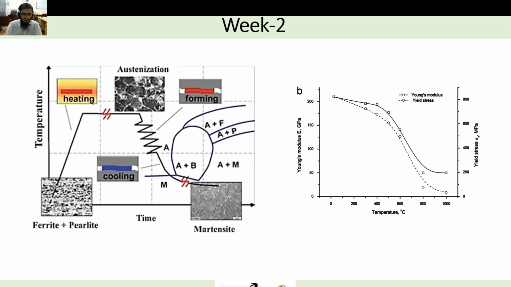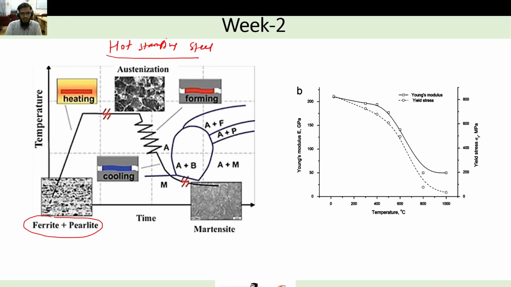Now we completed this strip steel metallurgy, and then we learned about the hot stamping steel. In hot stamping steel, what we do is start with the normal low carbon steel microstructure, which is nothing but ferrite plus perlite. Then we heat it to the complete austenitization temperature, that is above the upper critical temperature in the iron carbon phase diagram, so that complete austenite is formed.